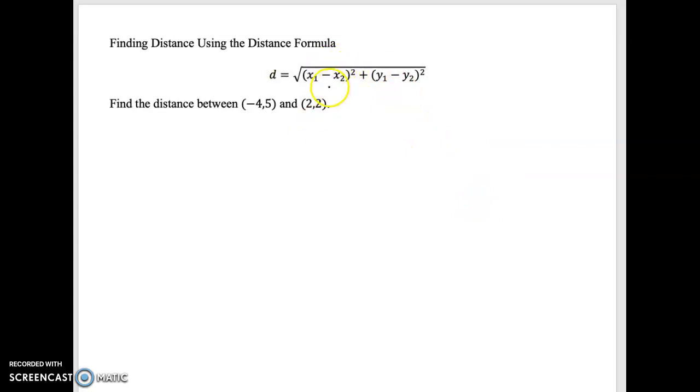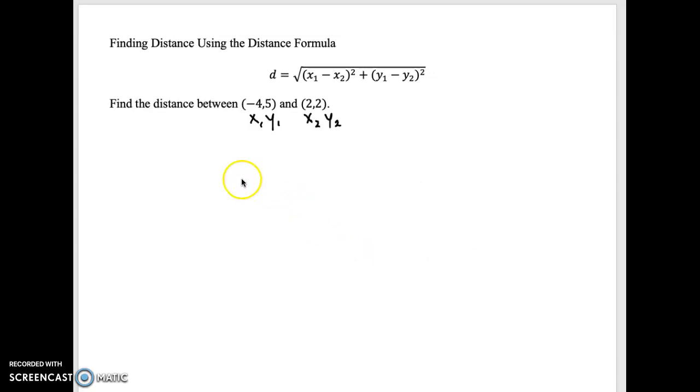Now, in order to use that, we're going to have to make sure that we properly label the given coordinates. So underneath, we're going to write x1, y1, and x2, y2. That way we have everything set up properly and labeled, so it's just a matter of plugging things in.